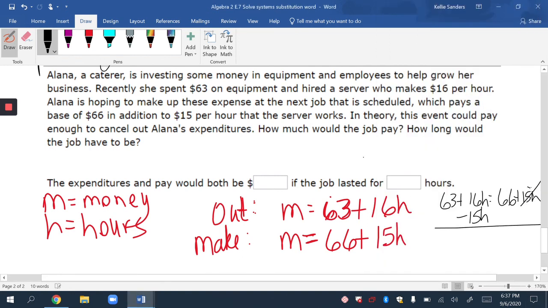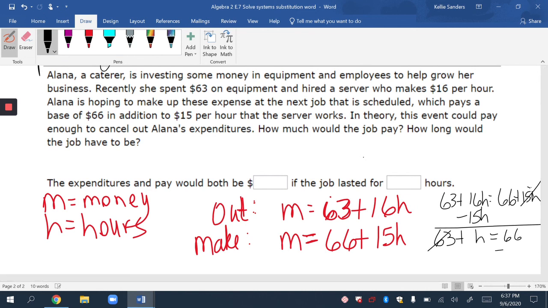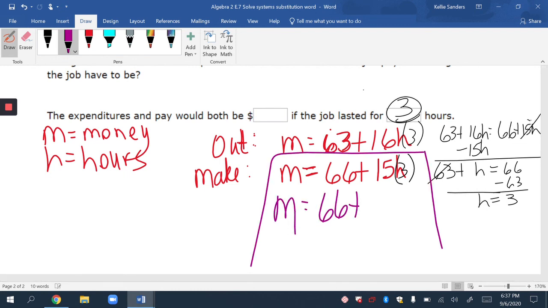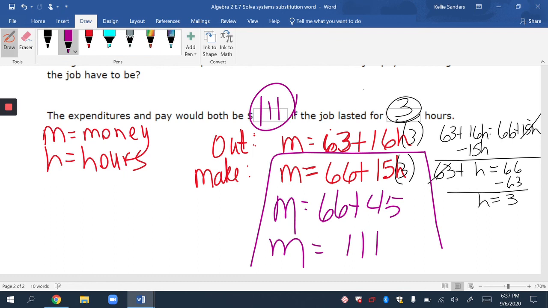Minus the 15H, 63 plus H equals 66, minus the 63, 3 hours. Then you can put the 3 into here or the 3 into here. Let's do this one. So her money is going to be 66 plus whatever 15 times 3 is, which is 45, $111.